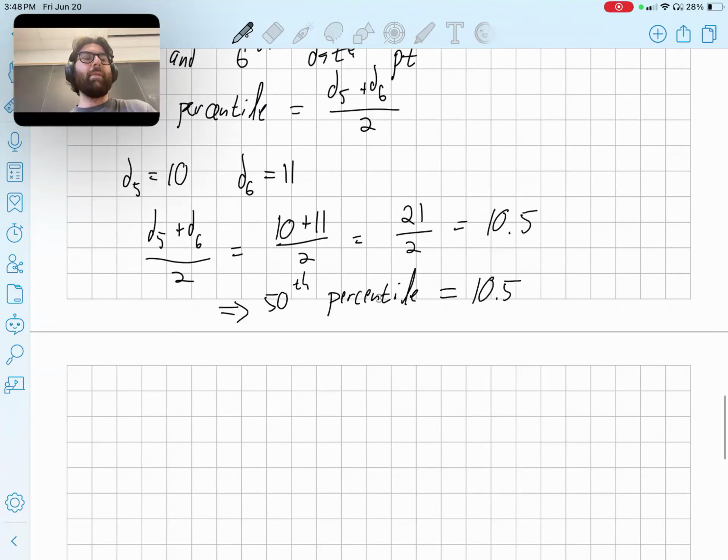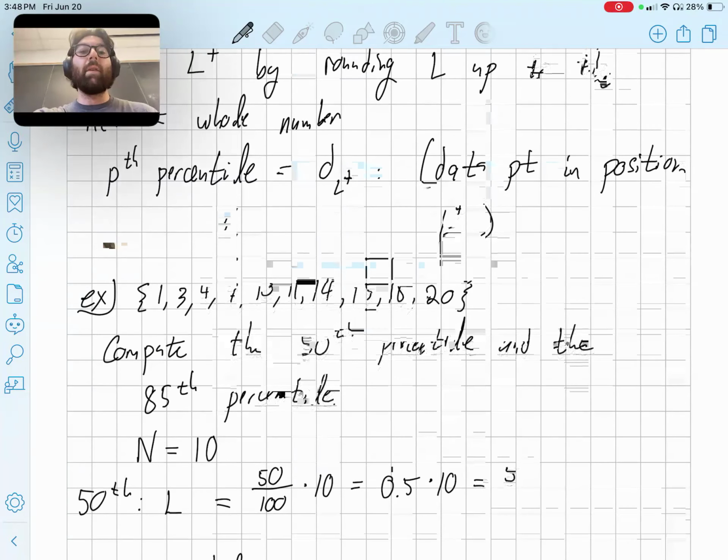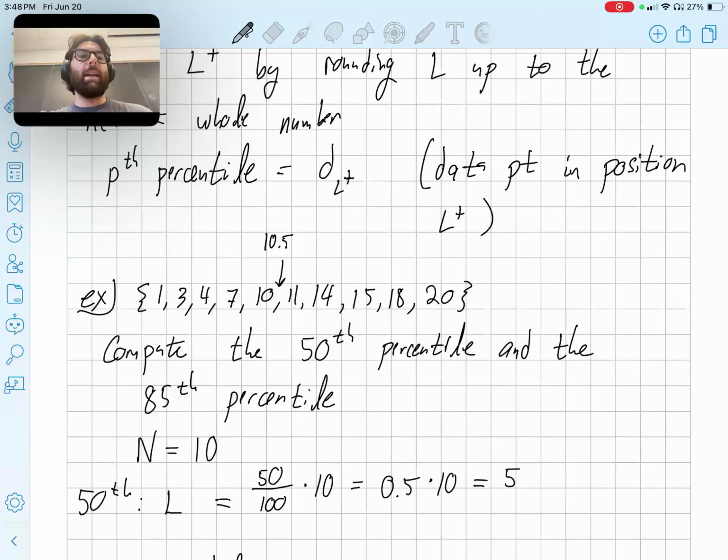And so that tells us that our 50th percentile is 10.5. And again, just like the mean, 10.5 is not part of our data set. We do not have a data point that has a value of 10.5. So I'll just draw a little arrow here to show that our 10.5 goes right there between the 10 and the 11.